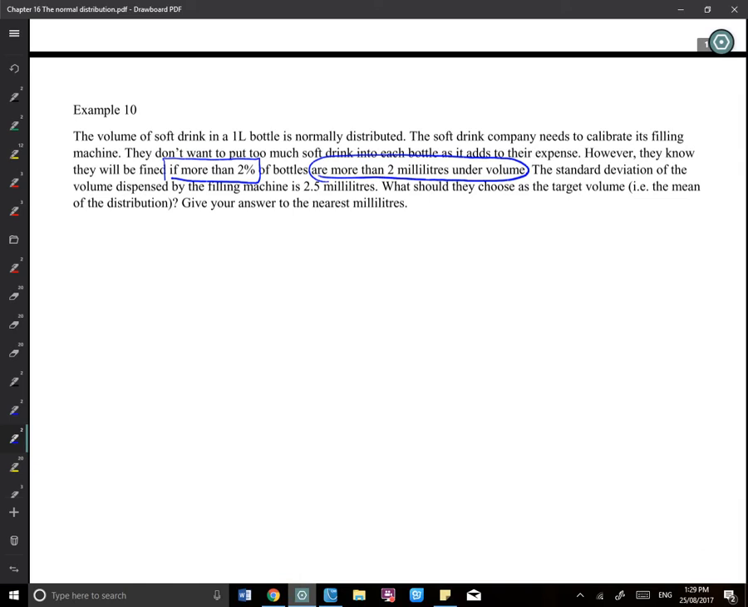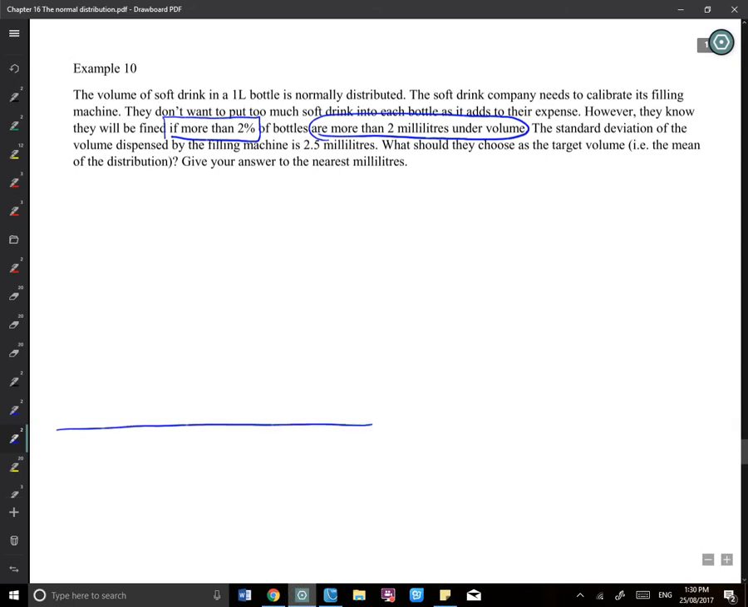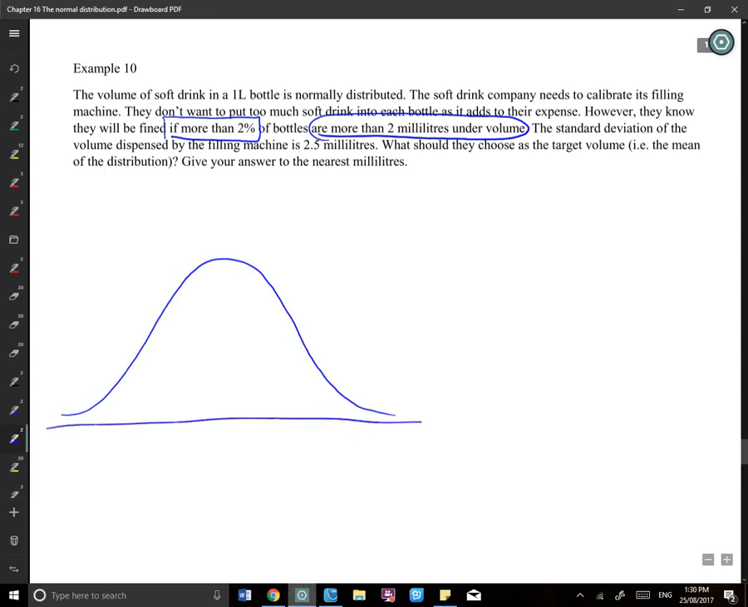So tell me, what should the value be for 2 milliliters under the volume? If I have 1 liter and 2 milliliters under the volume, what's that? 998. Okay, let's just draw a distribution. I'm not quite sure what the mean is, because it's asking us for the mean.